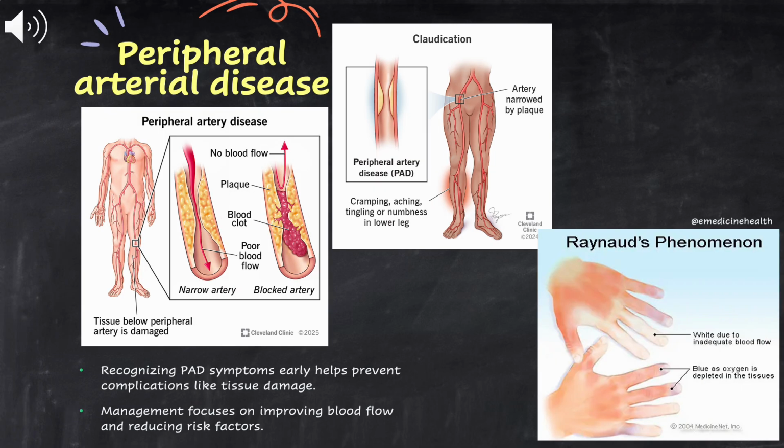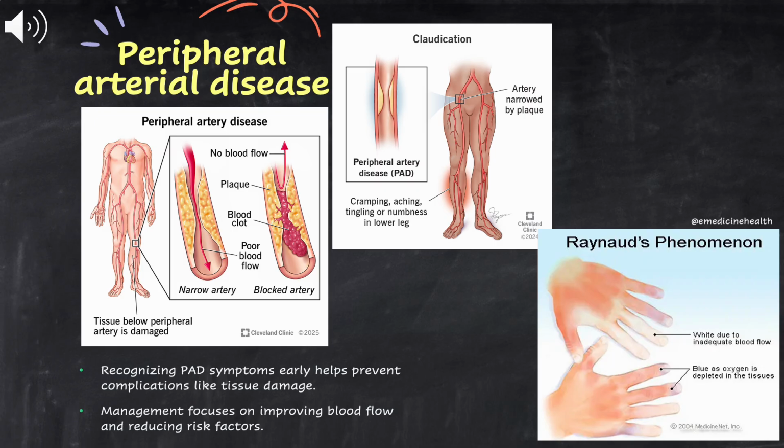This slide focuses on peripheral arterial disease, or PAD, which results from reduced arterial blood flow to the extremities, most commonly the legs. A hallmark symptom of PAD is intermittent claudication. This presents as exertional leg pain, often described as cramping or aching, that occurs with walking or activity and is relieved by rest. The pain happens because narrowed arteries cannot deliver enough oxygen to meet muscle demand during activity. Once the patient rests, oxygen demand decreases and the pain resolves.